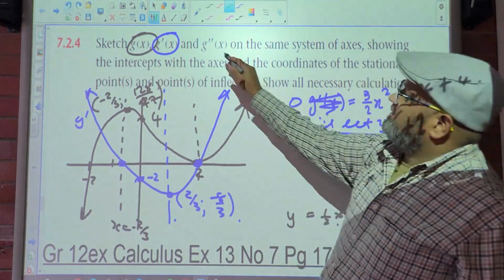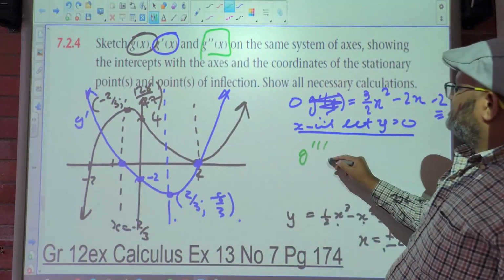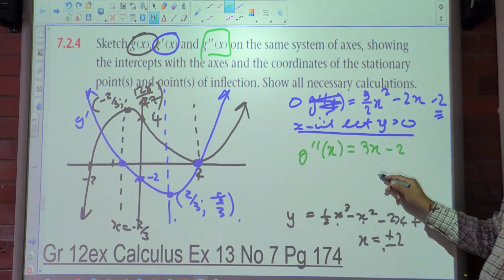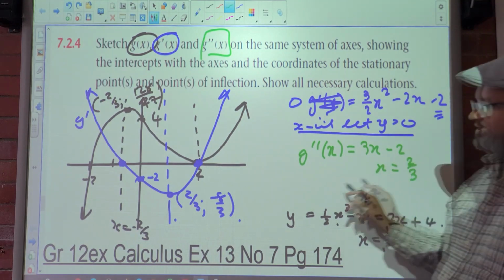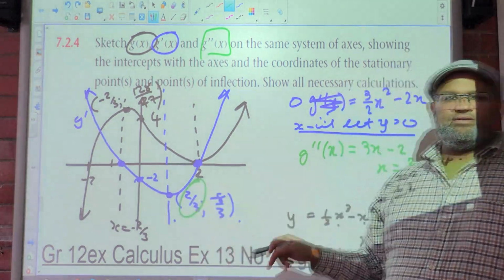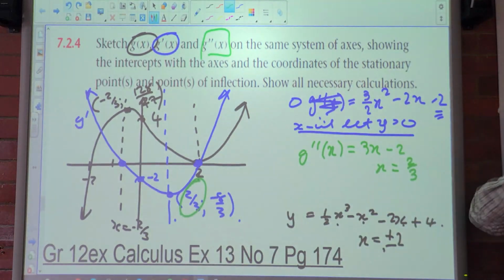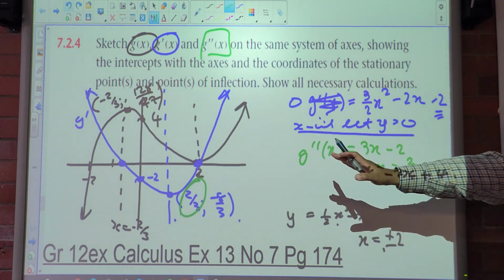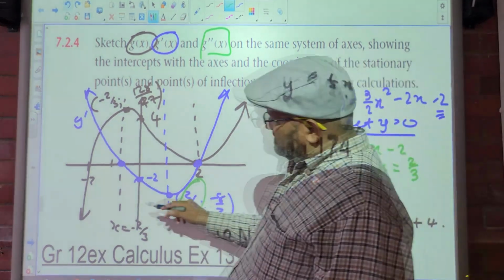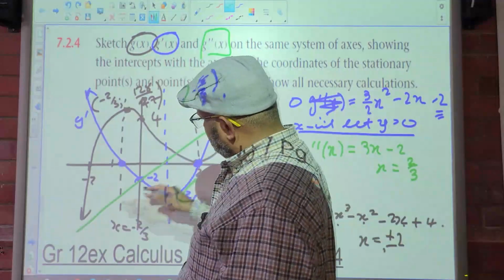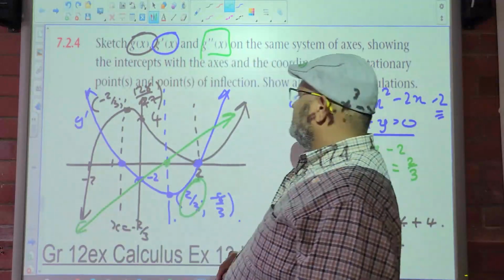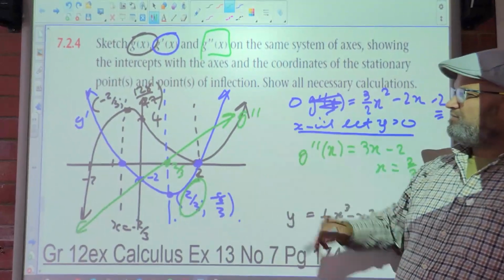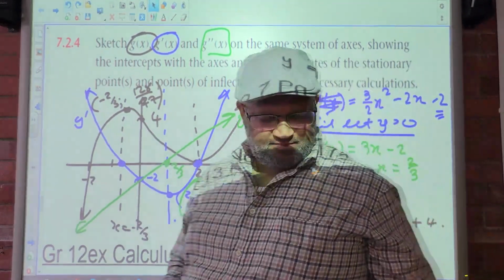And then of course my second derivative graph is G double dash of x is equal to 3x minus 2. So x is equal to 2/3. This confirms my answer, because we know that the point of inflection is where the axis of symmetry occurs on the parabola graph. So I shouldn't have even made that mistake. The graph is going through that point of 2/3. This is your G double dash graph.